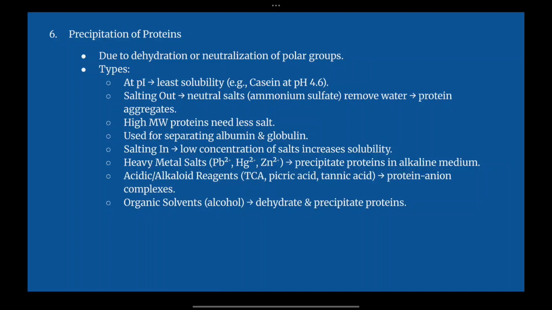of protein. Certain heavy metal salts like lead, mercury, and zinc at ionic states produce precipitates of protein in a basic medium. If acidic or alkaloid reagents like TCA, trichloroacetic acid, picric acid, or tannic acid are added to the protein, they produce a protein anion complex, which is again a precipitate. Organic solvents like alcohol can also be added to dehydrate and obtain the precipitated protein. So this is another method of precipitation of protein.